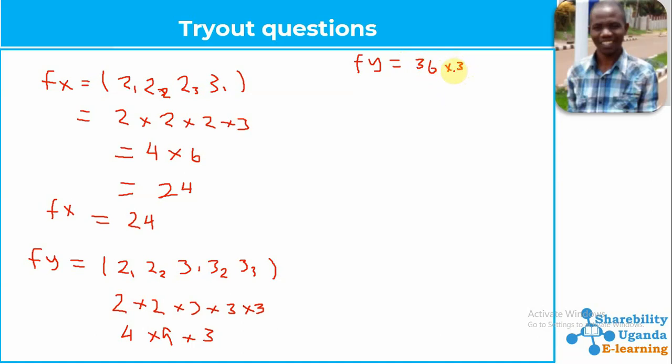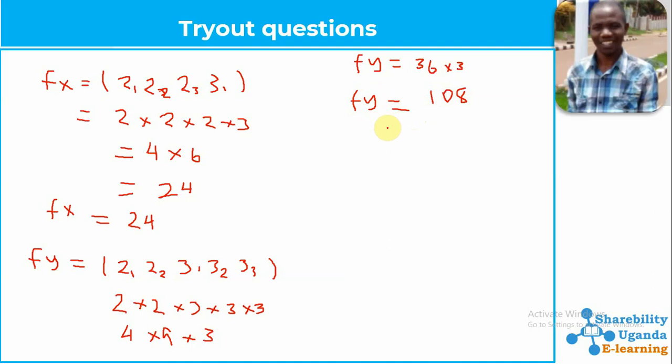Okay, so when you say 3 times 6, we get 18. Then we carry 1. 3 times 3, we get 9. What is 9 plus 1? Okay, so this simply means that our f of y is going to be equal to 108.